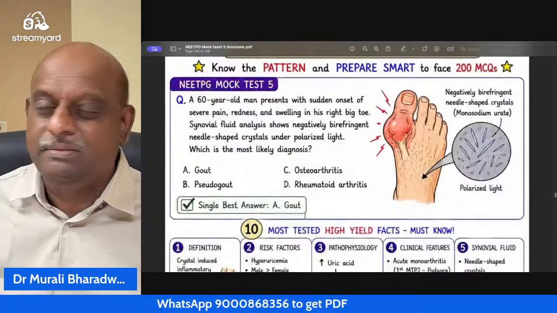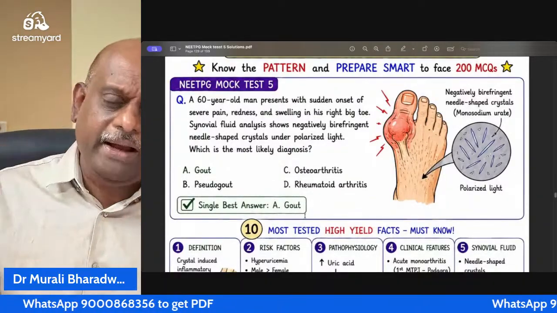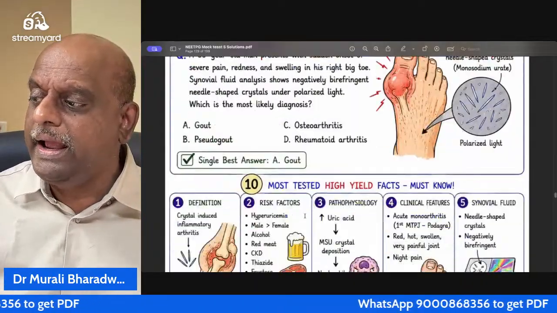Big toe arthritis, along with negatively birefringent needle-shaped crystals, is equivalent to gouty arthritis.